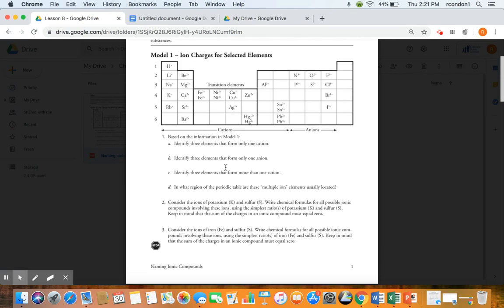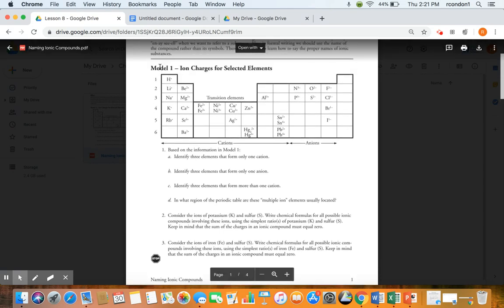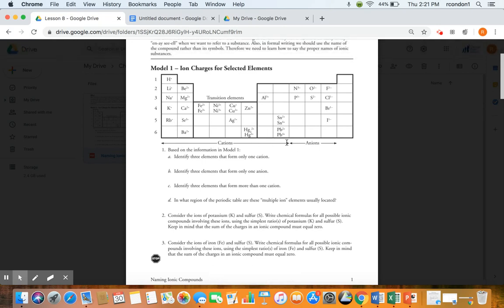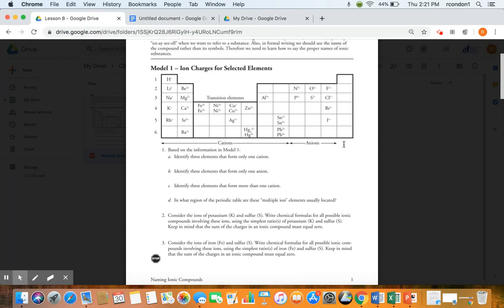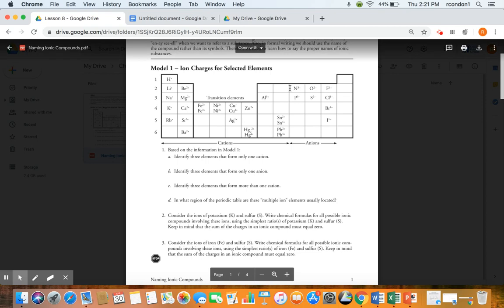So first we have this model, model 1. It shows us ion charges for selected elements. So here we're seeing all of the ions that various elements of the periodic table are going to form. Over on this side, we're forming positive ions, so those are going to be called cations. And then over here on the right side of the periodic table where we move into the nonmetals, these are going to form negative ions. So these are going to be called anions.